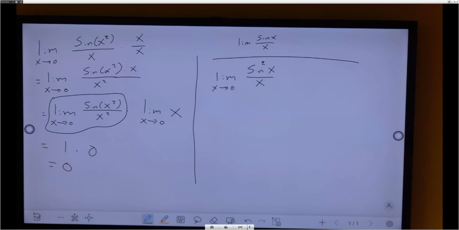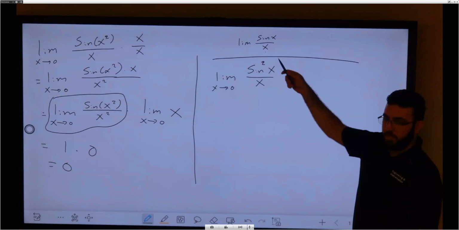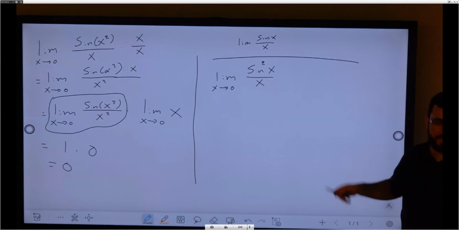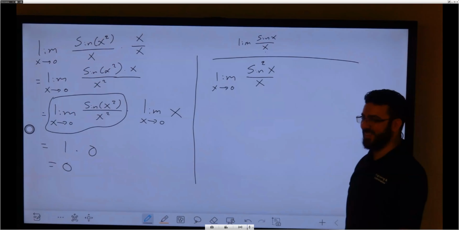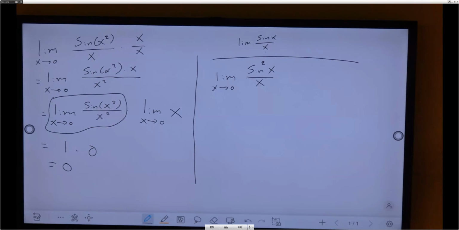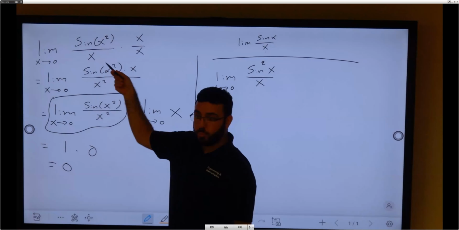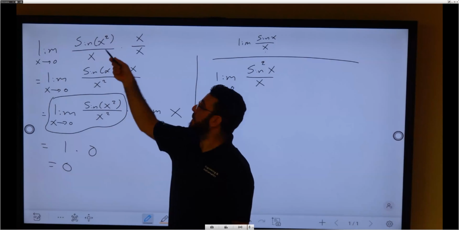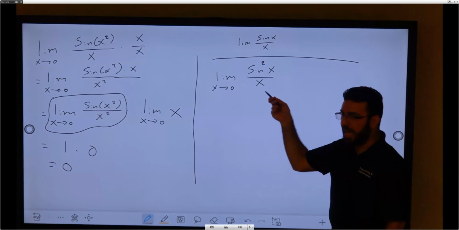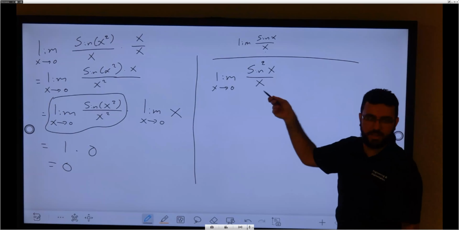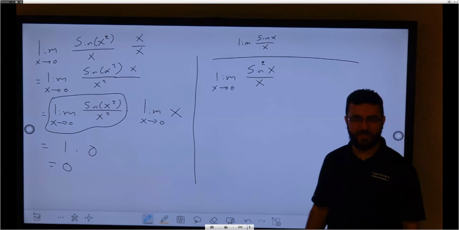It's the same rule. That's why I kept it here. Now I have sine squared x. So what am I going to do? Think about the previous example, where we needed to do this one squared. We matched the angle, which is why we multiplied. But here I already have x. The angle is already matched. What am I going to do?